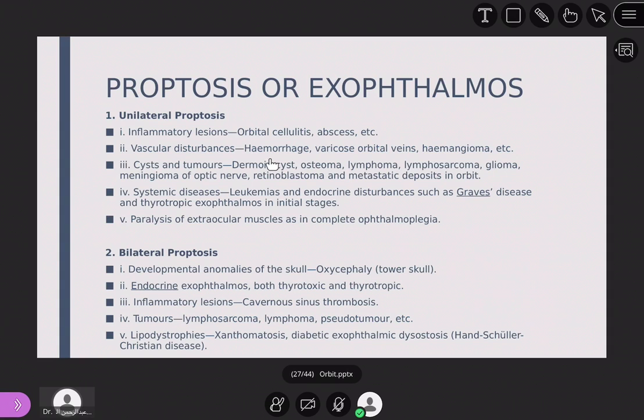Paralysis of extraocular muscles, incomplete ophthalmoplegia. Bilateral causes include developmental anomalies of the skull, endocrine exophthalmos, endocrine, which is Graves itself, thyrotoxic and thyrotropic. Euthyroid means it could be eu-, hypo-, or hyperthyroidism. Inflammatory lesions like cavernous sinus thrombosis give us bilateral. Some of the tumors will give us bilateral.